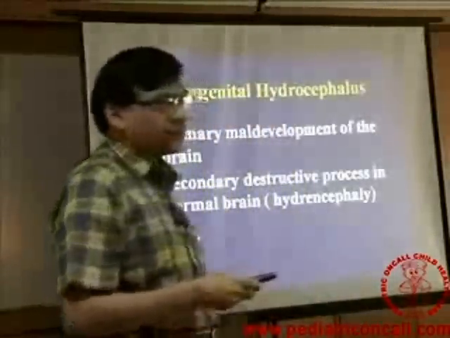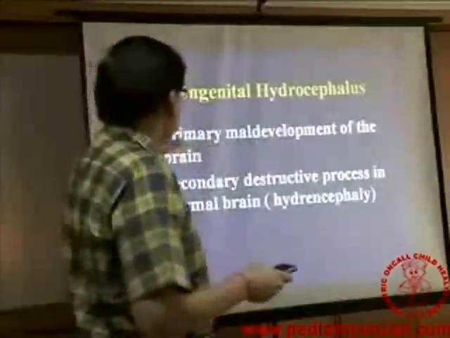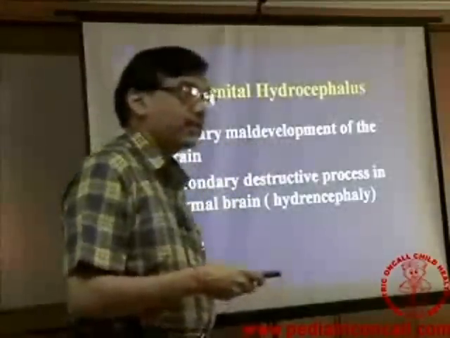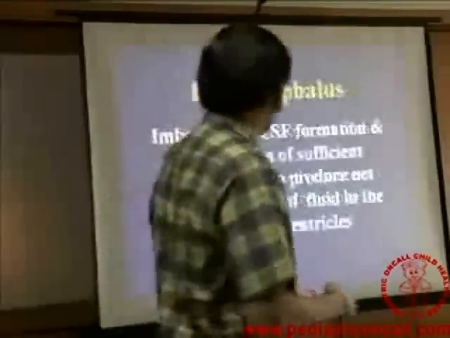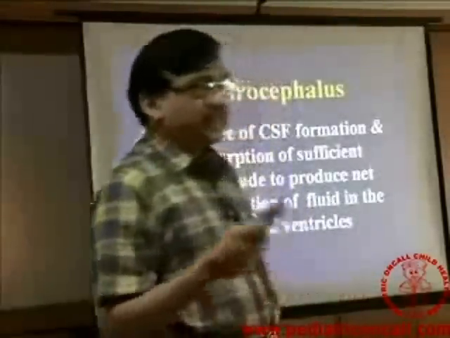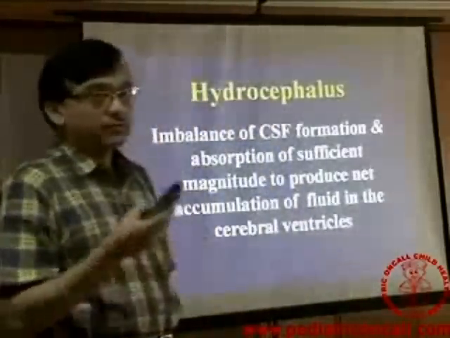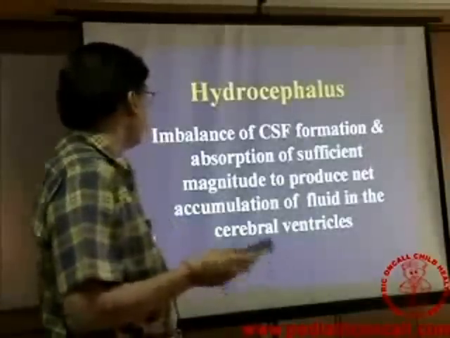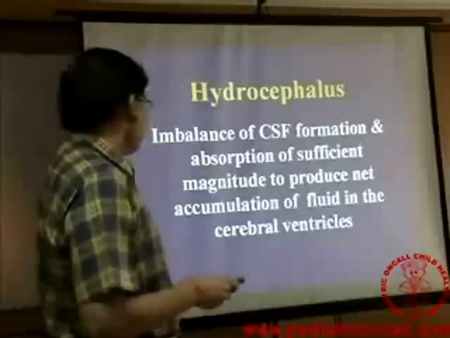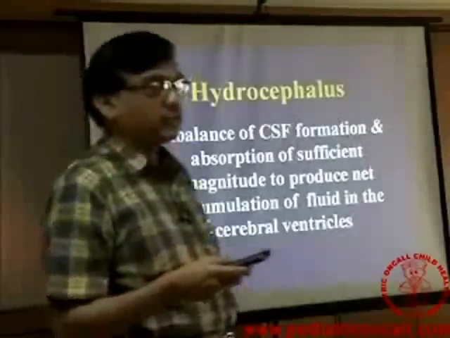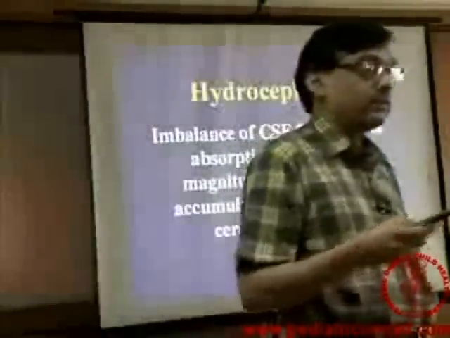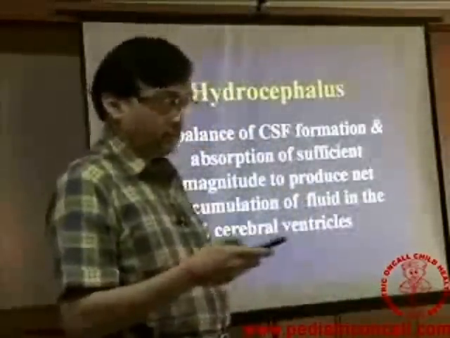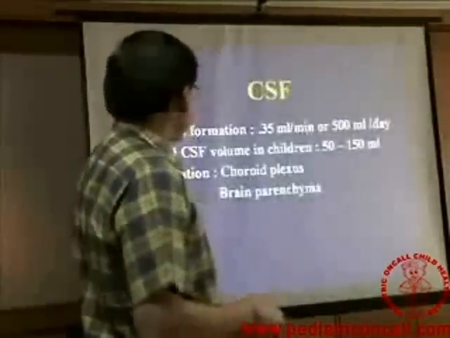Now, congenital hydrocephalus basically is either a primary maldevelopment of the brain or a secondary destructive process like the hydranencephaly, which I will be showing you. Now, what basically is hydrocephalus in terms of physiology and anatomy is that it's an imbalance of CSF formation and absorption such that there is net accumulation of fluid, so there is excess of CSF in the brain or in the ventricles, and that is the main problem because of which hydrocephalus occurs.